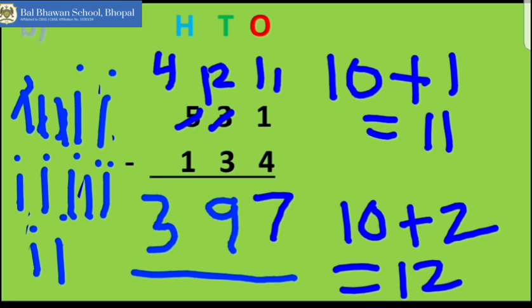So children, in this way you have to do when in both the cases, that is ones and tens place, the digit on the top is smaller. So this way you have to take borrow, and in this method only step by step you have to do subtraction of 3-digit numbers with regrouping.